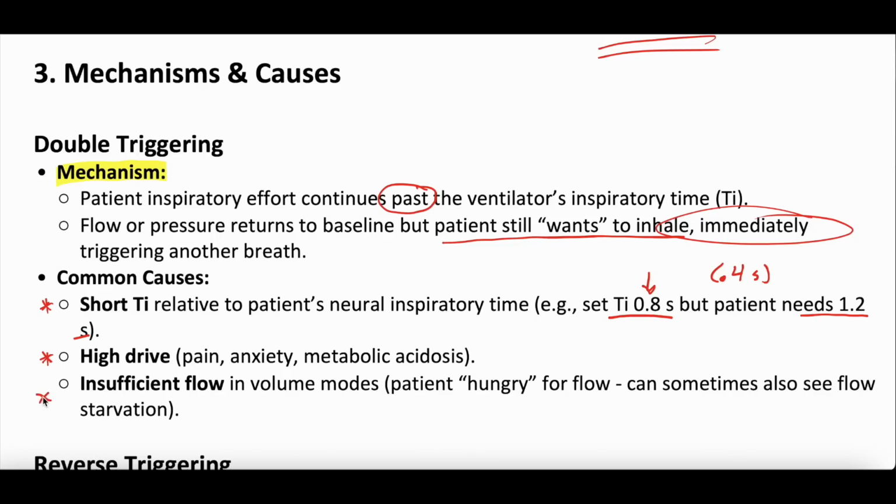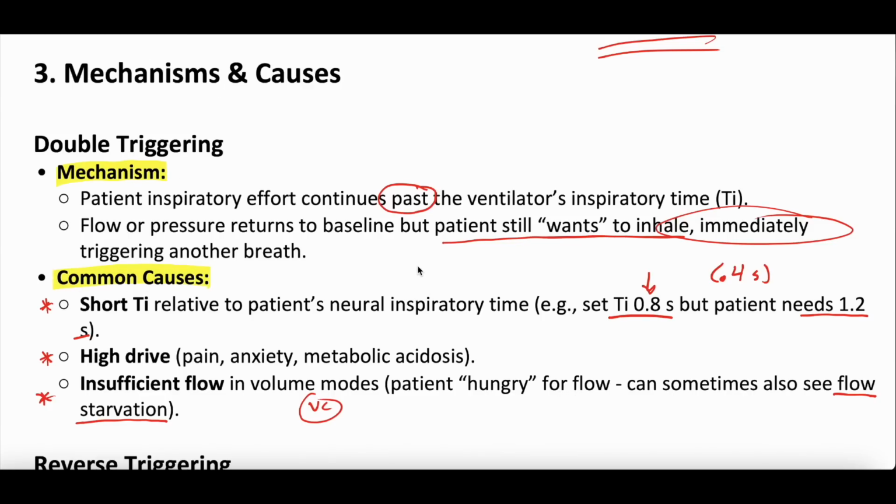The other thing that can cause this is insufficient flow. This is particular to volume control modes. Volume control modes have a calculated flow based on the volume and respiratory rate, as well as the I time and some other things. But if the patient wants more flow of air, they're quote-unquote air hungry. This can lead to flow starvation, which is a type of ventilator desynchrony that we've talked about in previous episodes, linked in the mechanical ventilation playlist in the description, where we've got tons of mechanical ventilation content. But this flow starvation can then lead to a second breath being delivered, okay? So, mechanism and common causes of double triggering.